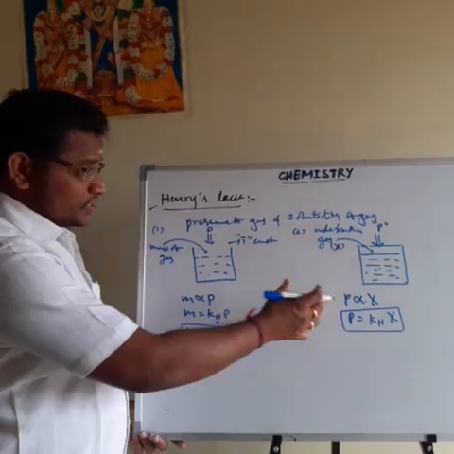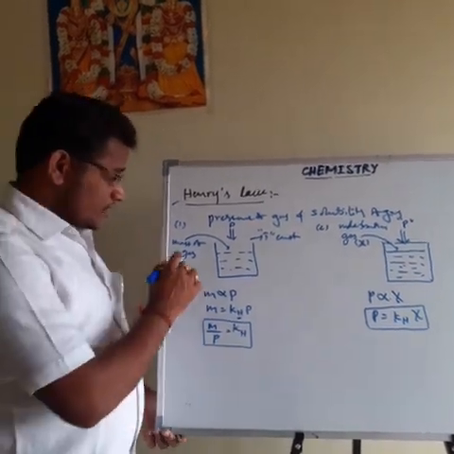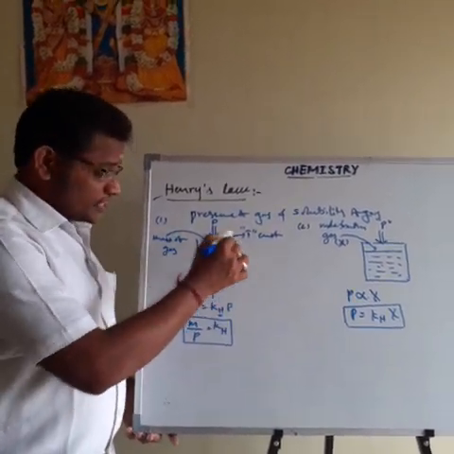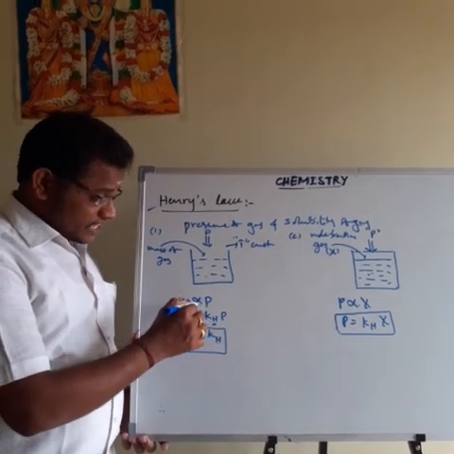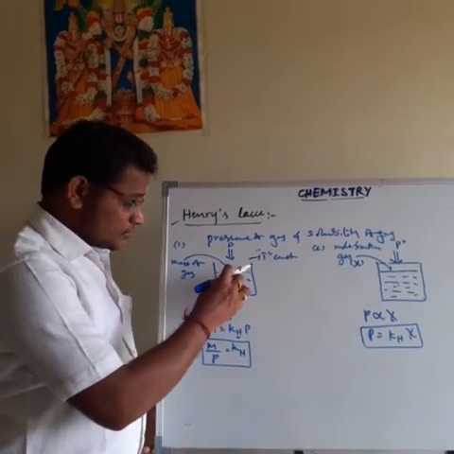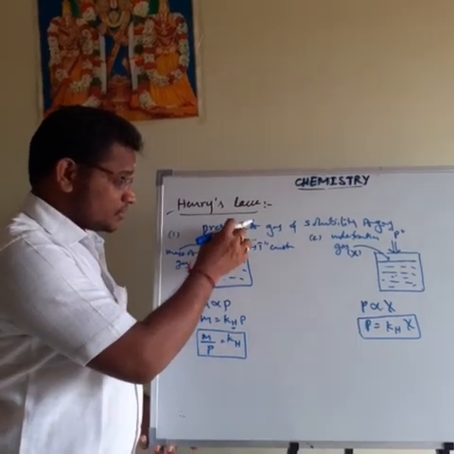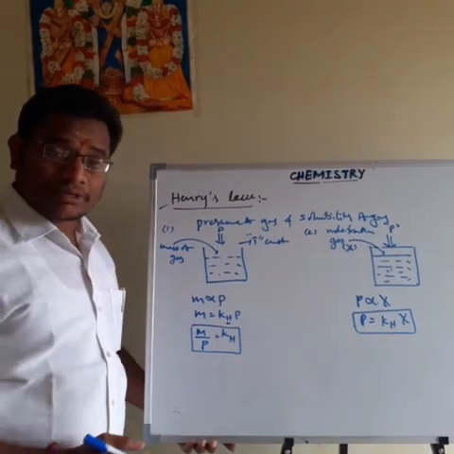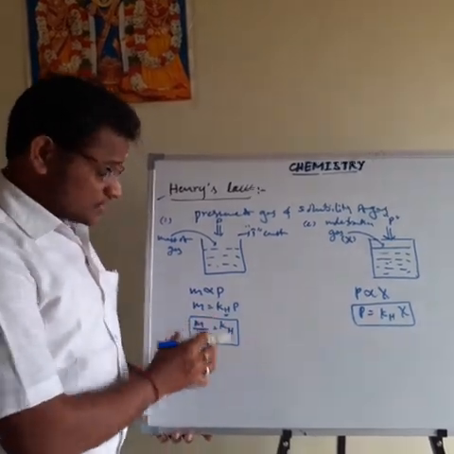So this is the second definition. This is the first definition, and that is the second one. What is the first definition? The mass of the gas dissolved in the given volume of liquid at constant temperature is directly proportional to the pressure of the gas over the surface of the liquid. That means the solubility of the gas in the liquid is directly proportional to the partial pressure of the gas over the surface of the liquid. That is the first definition, and this is the formula.